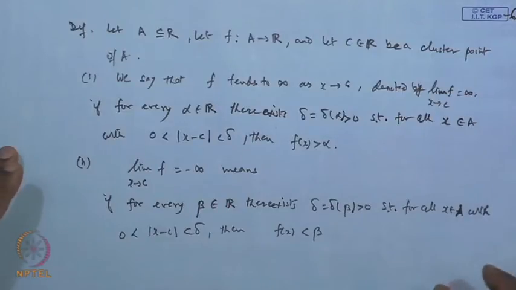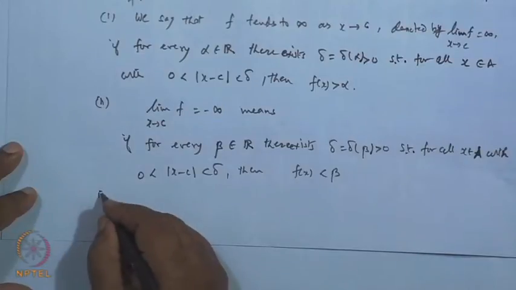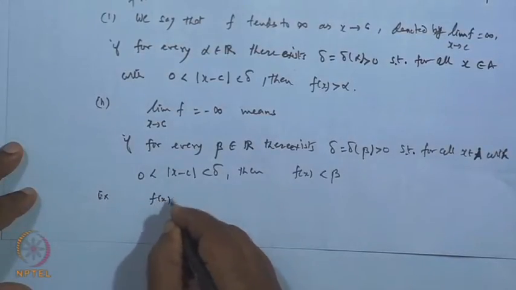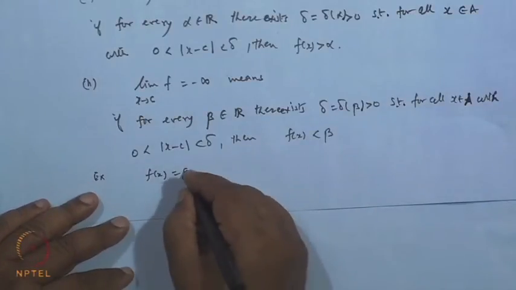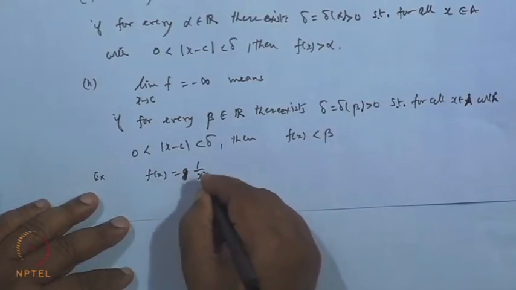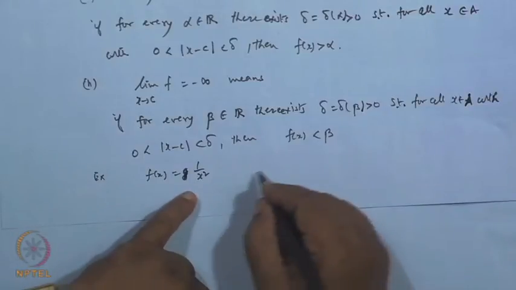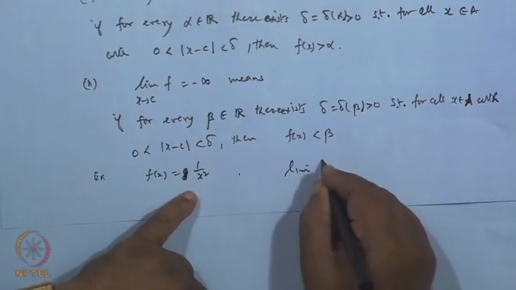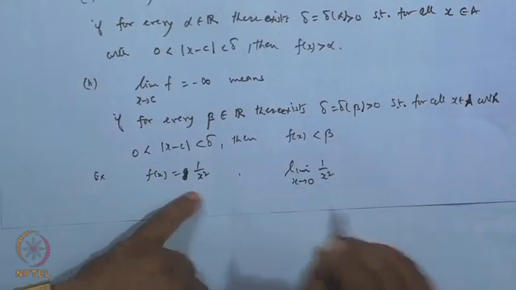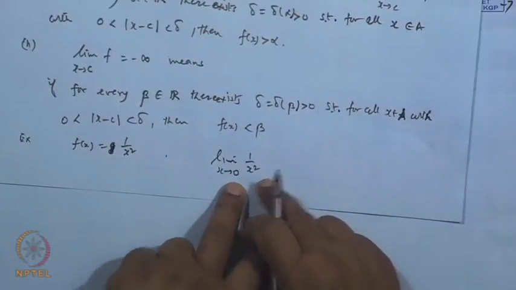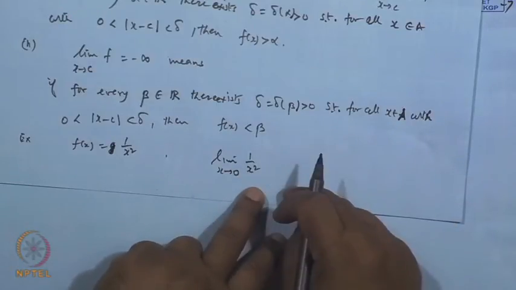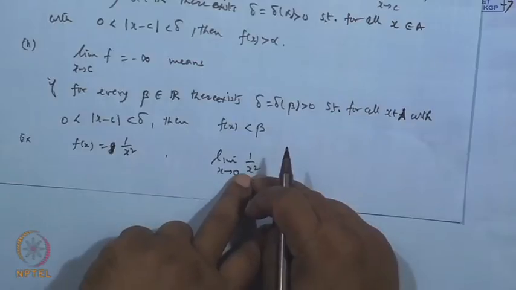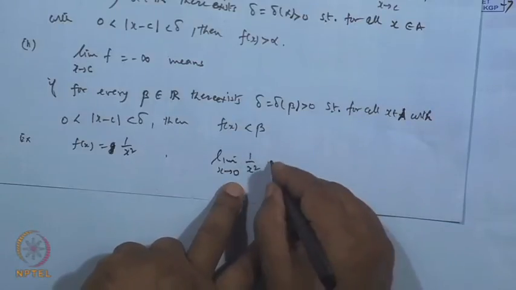Now, let us see an example for it. For example, the function f x, say 1 by x square. Now, if you look at the limit of this function 1 by x square when x tends to 0. What happens when x tends to 0, either from the right hand side or from the left hand side? Both will go to 0, so 1 by x square will go to infinity. So, we claim this limit is infinite.